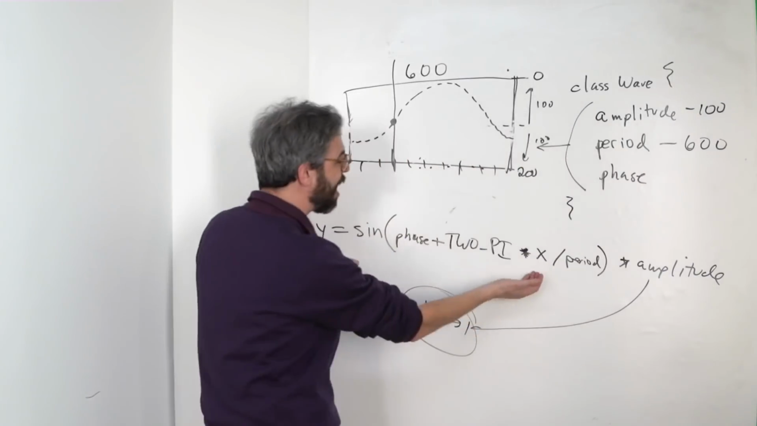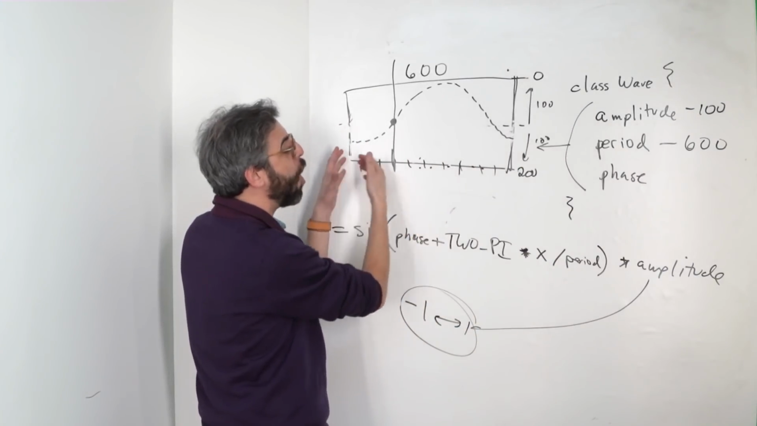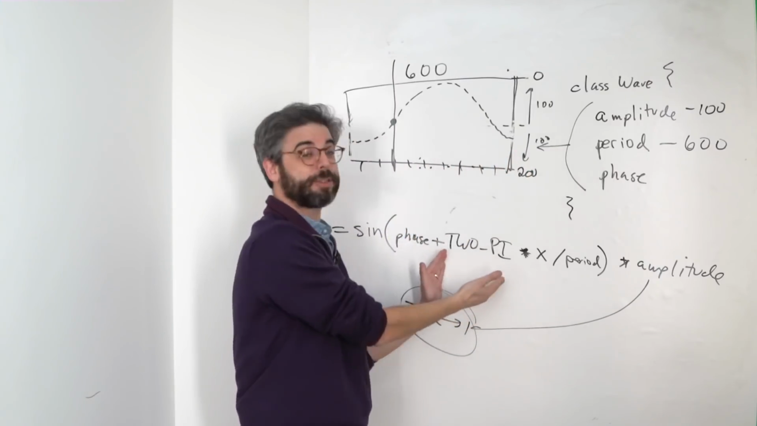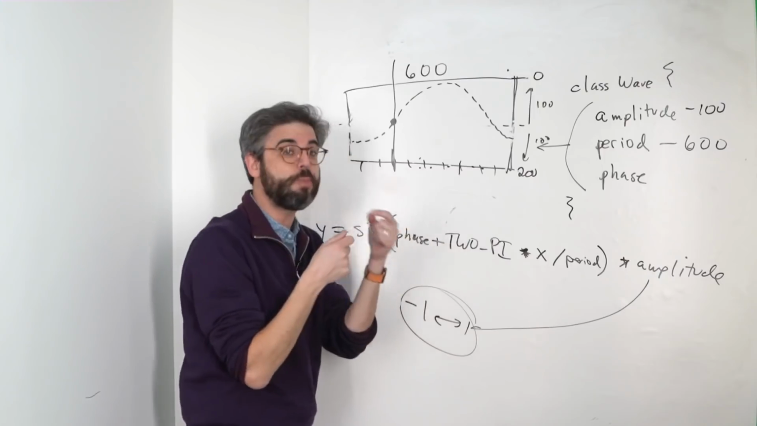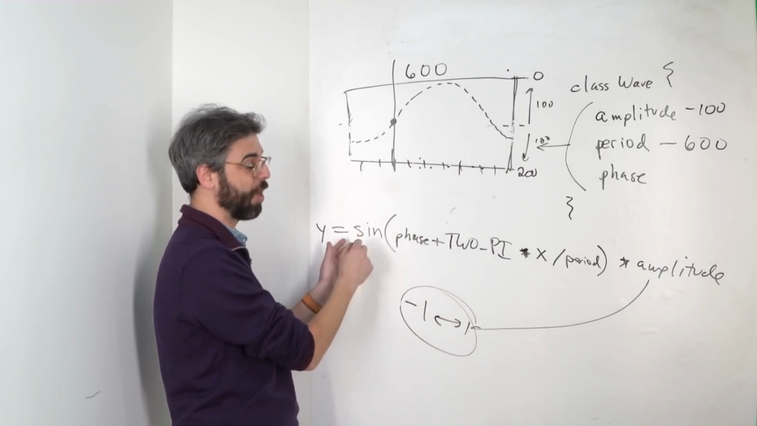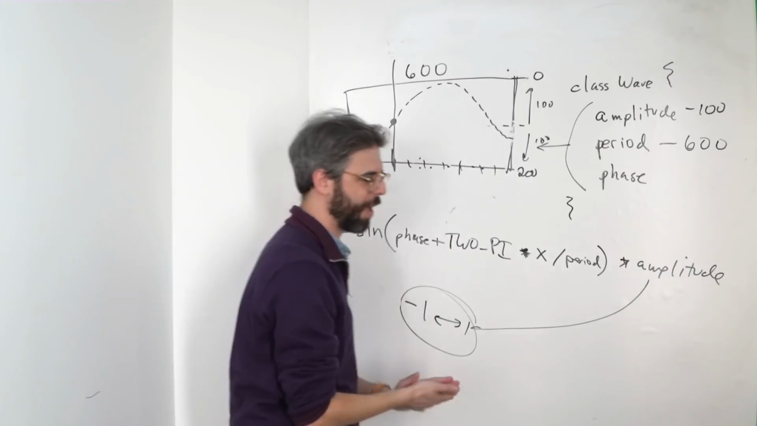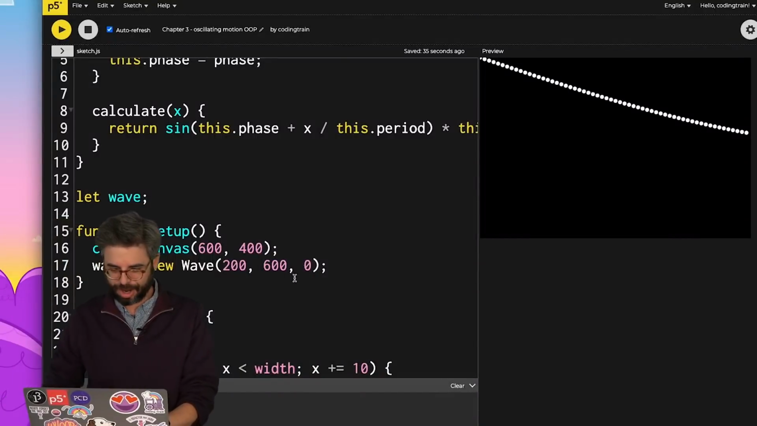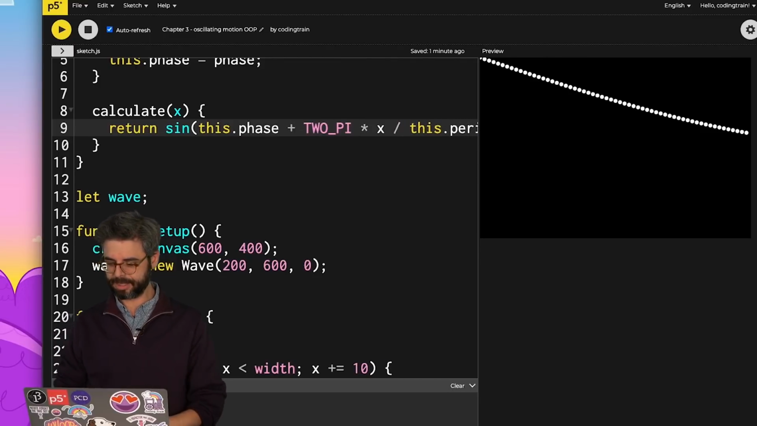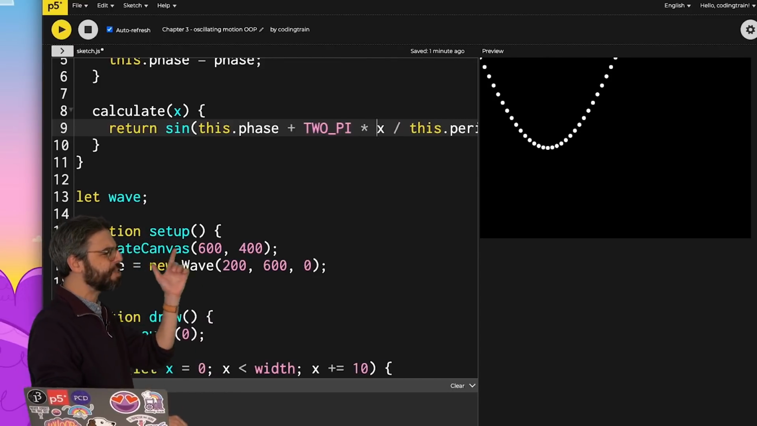I'm trying to figure out where is x along the path, so to speak, of that full period. And then I need to multiply that by 2 pi, because 2 pi is the angle that goes into the sine function that gets me all the way through the cycle of the wave. So this has to be even longer. This needs to say 2 pi times x. And there we go. Now it's in the wrong place.